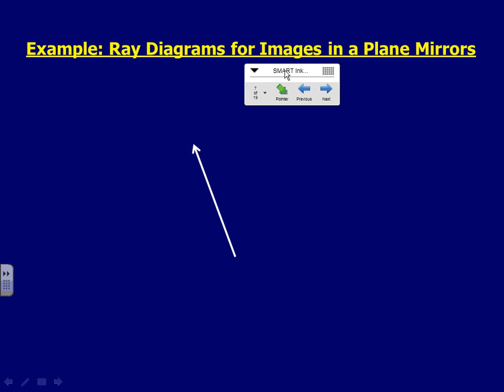So we only want to analyze, well, how many rays does it take to find something in an optical thing? 2. We needed 2 to find the shadows. We need 2 to find an image. So we're going to take 2 rays that come off of this. And it doesn't matter which 2 rays. So I'm going to just have a ray that heads up, just because, and I'm going to have that ray go, and I'm going to have it hit the mirror.